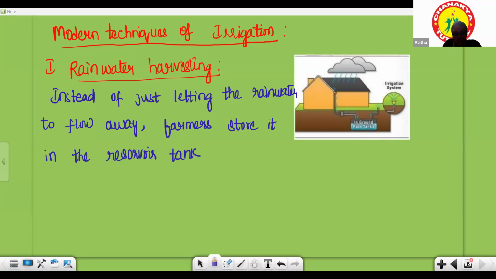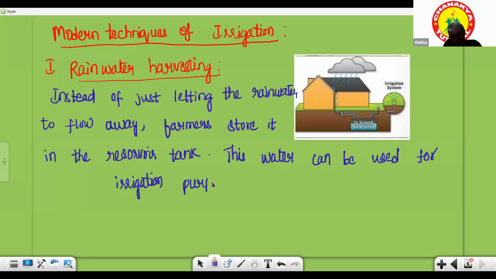So this water can be used for irrigation purposes. Instead of just letting the rainwater flow away, farmers are storing it in the reservoir tank, which is further used for irrigation purposes.